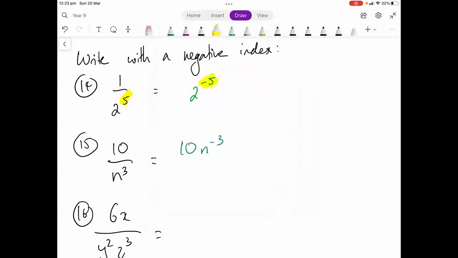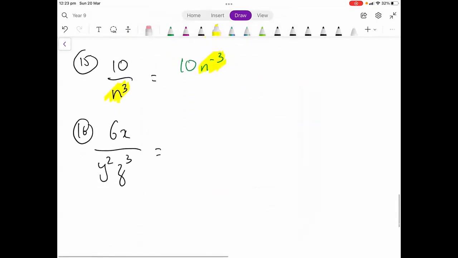For question 15, the 10 is already on the numerator, so you don't have to have a negative sign for the power there. Only the n, because that moves from the denominator to the numerator, so that becomes 10 n to the power of negative 3. Similarly, for question 16, 6x is already on the numerator, so we don't have any negative power for those. Y and z is both on the denominator, so we need to put a negative sign in front of those powers.